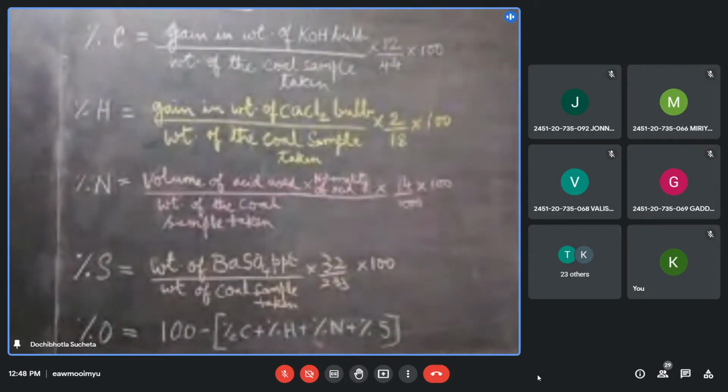Then I'll start explaining how to find the percentage of nitrogen, sulfur, and oxygen. Please jot down this formulae at one place. Easy, interesting, and I'd say easy to revise.